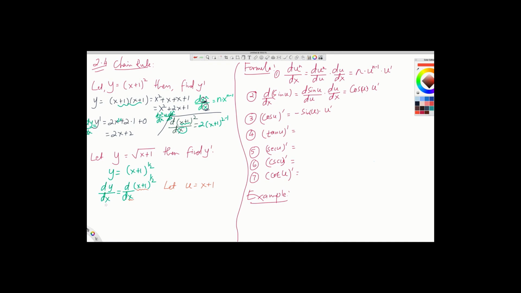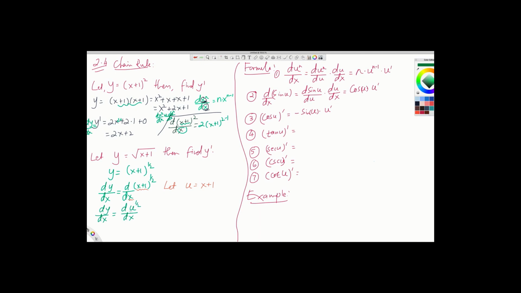Then I will be able to write dy over dx as d u to the 1/2 over dx. Now it looks better, but still there is a problem because we didn't do anything new. I just denoted the base, not the exponent, as u, giving u to the 1/2. Now I want to use the power rule, because there is a power, right?